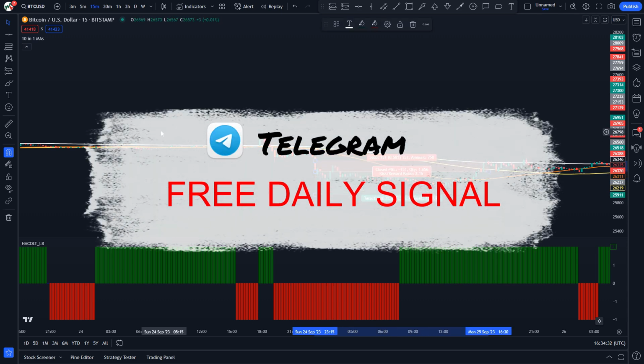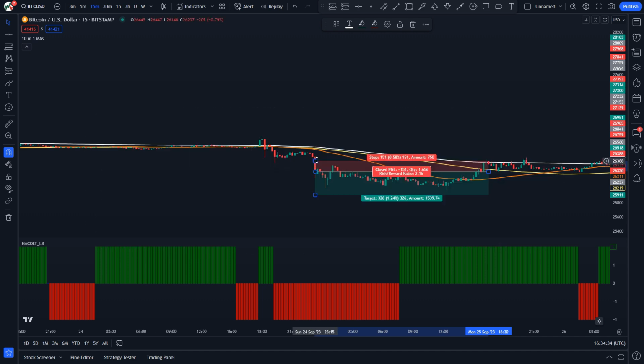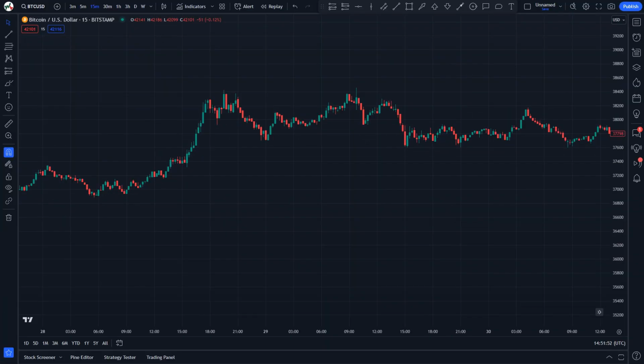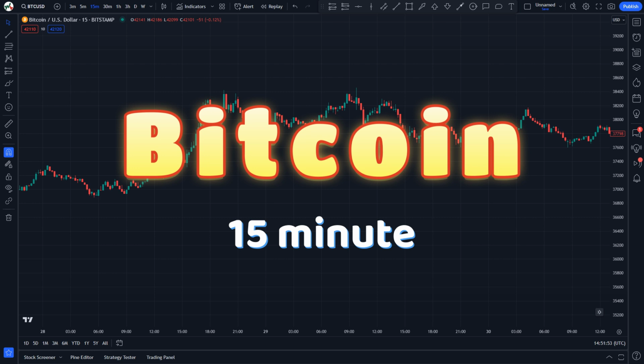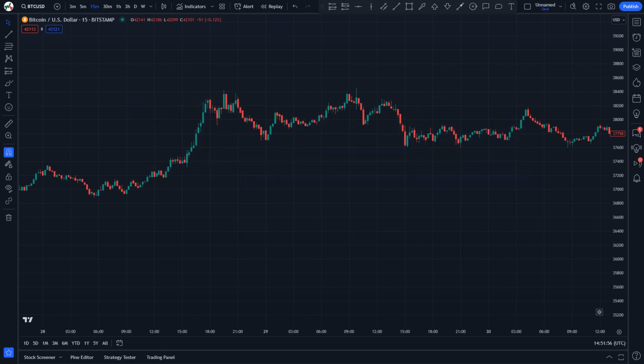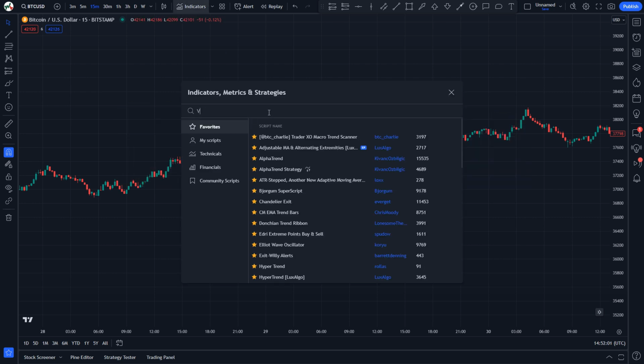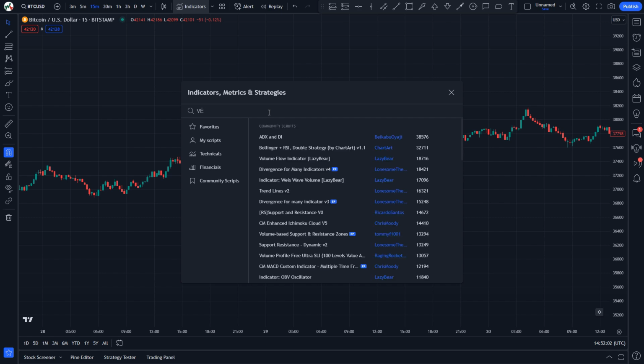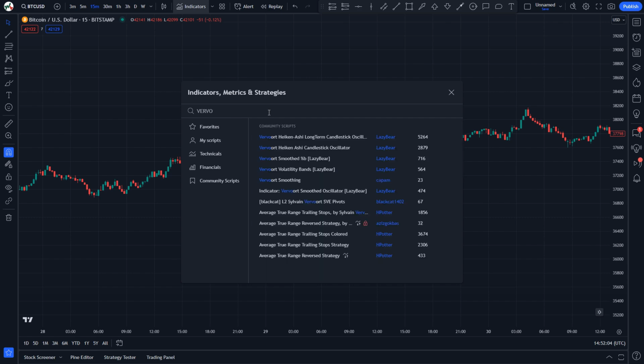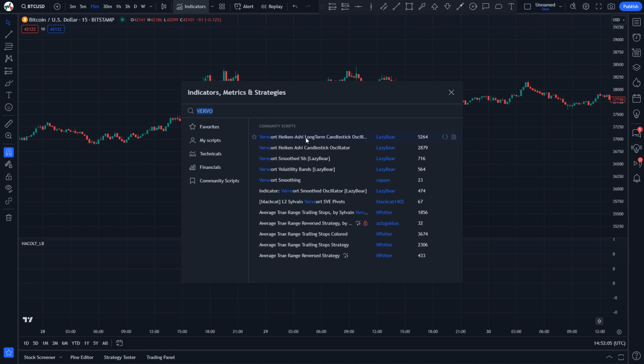Let's get right into the video and this trading strategy. First, open the Bitcoin price chart on the 15 minutes time frame. Open the Indicators tab and search for Vervoort Heiken Ashi Long-Term Candlestick Oscillator by Lazy Bear. Apply it to the chart.